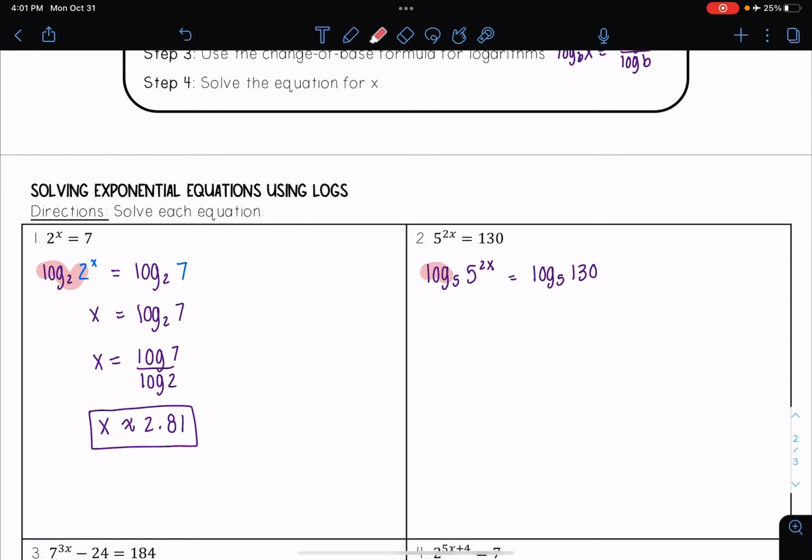Since I'm taking log base 5 of 5, that cancels out, and I'm left with 2x is equal to log base 5 of 130. Now I need to use my change of base formula, so I have 2x is equal to log 130 divided by log of 5. And then when you put that into Desmos and rounding, you should get that 2x is approximately 3.02. And then dividing both sides by 2, you get that x is approximately 1.51.